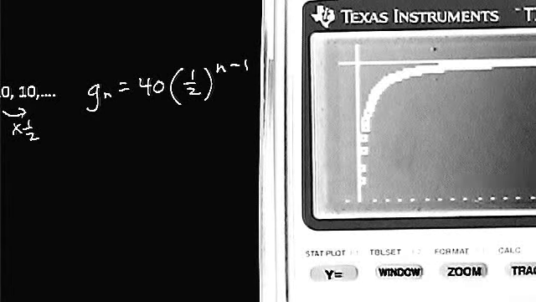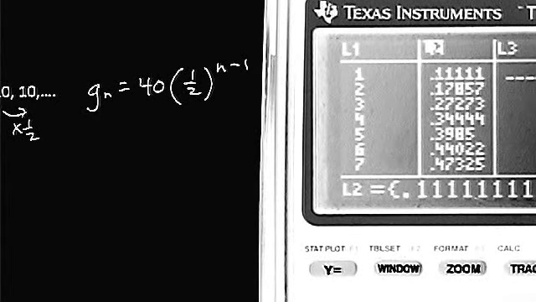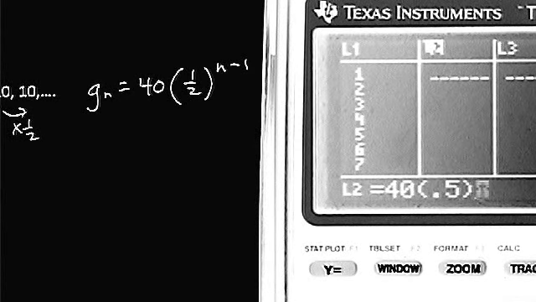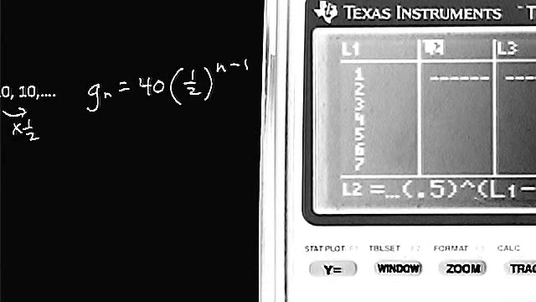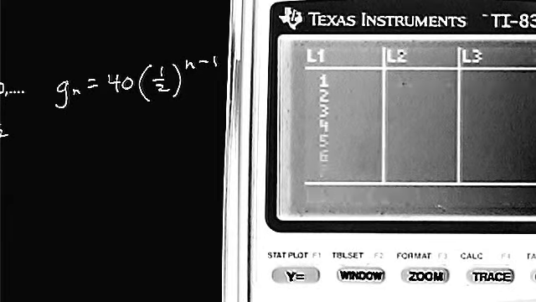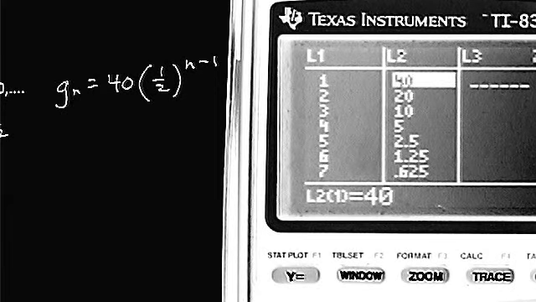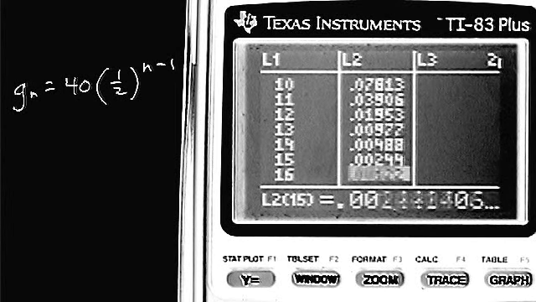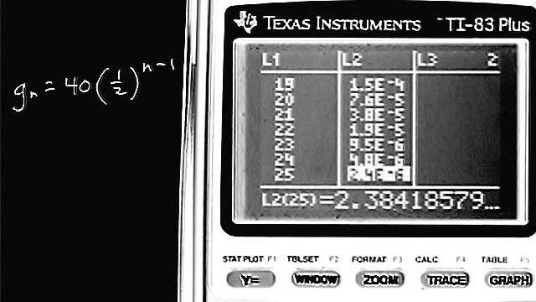Well, maybe I could put that in really quickly. Stat, enter, just take a look at these values. Clear. Okay, so 40.5, oops, sorry, caret, L1 minus 1. Alright, so just take a look at the values. Okay, and as you continue down, you'll see that it's getting smaller, but, oh, now wait a second.